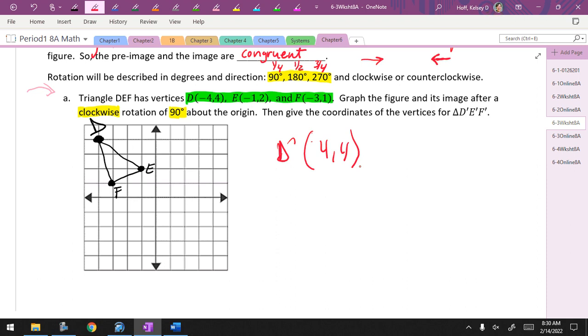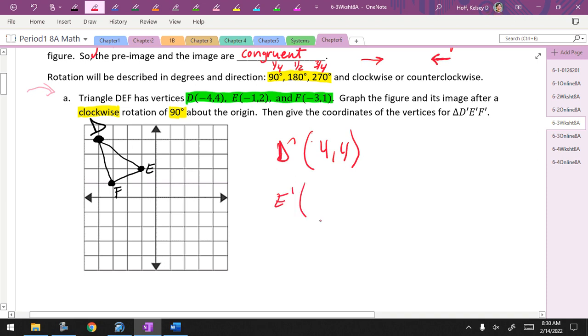Look at you. Did you label them? All I'm asking her, what are the coordinates of that point? So she said +4, +4. Okay, Zayden, where do you think E is?